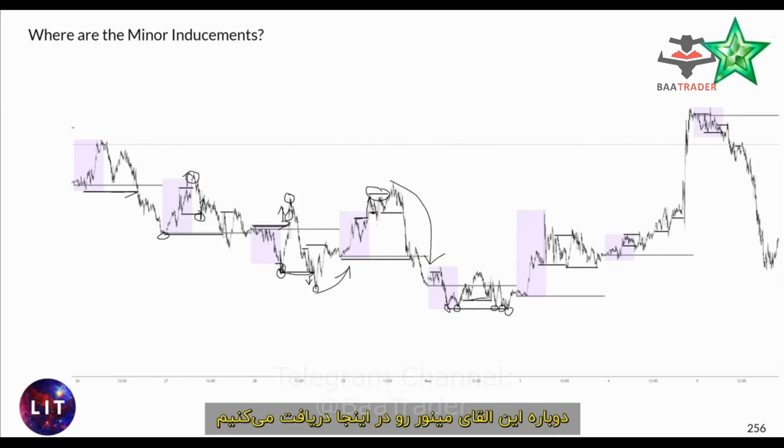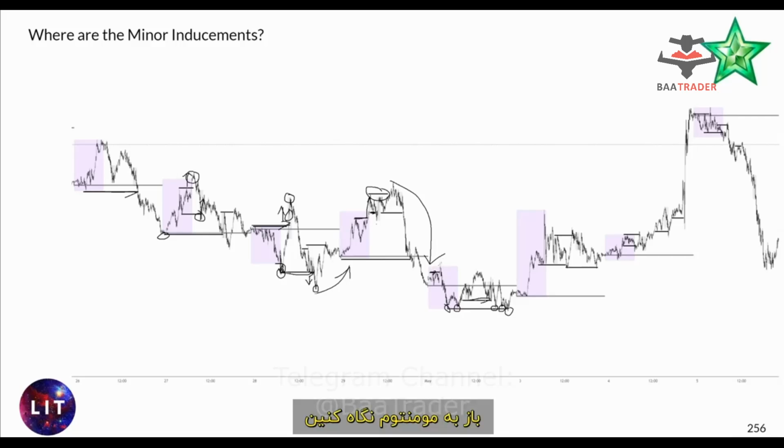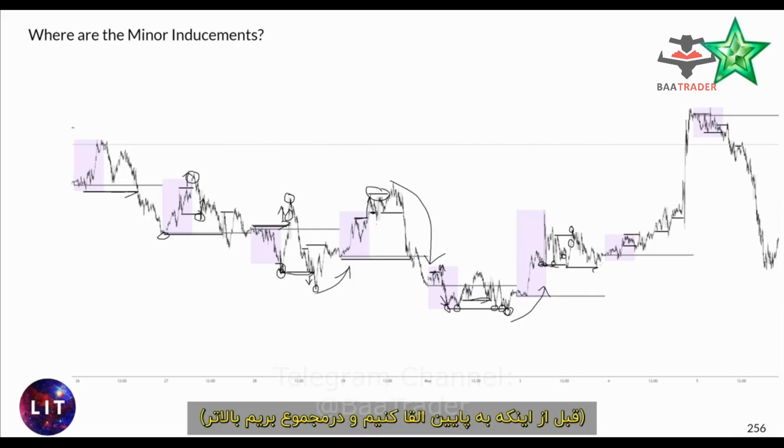Again, we get these little minor inducements here and this minor inducement in Asia. Again, look at the momentum, tricks people into going the wrong way. And then after we induce this quadruple bottom, we continue upwards. Same here, we built a triple bottom, induce it, lots of momentum, and then we come up, induce high, again with lots of momentum, before inducing low and continuing higher overall.